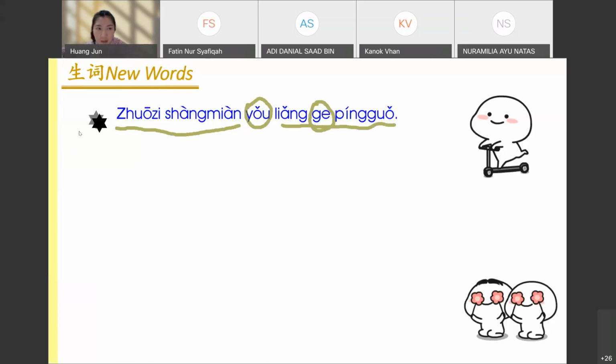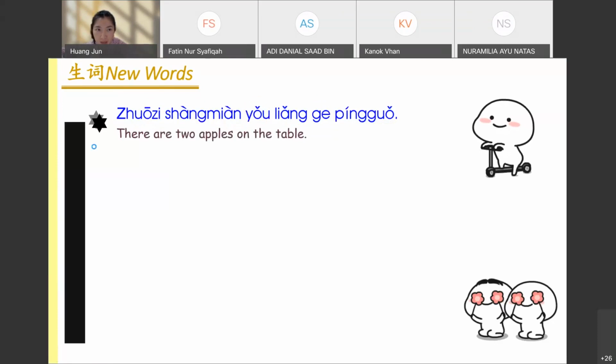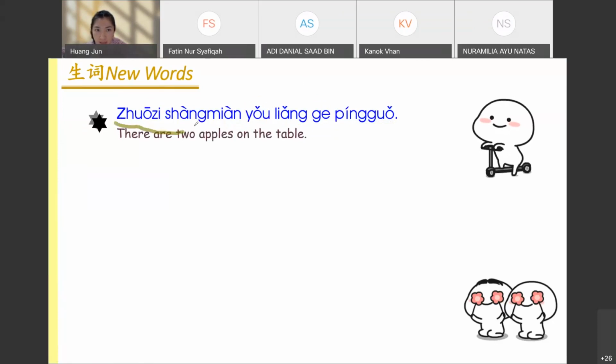Okay, so in this sentence, if I ask a question to 桌子上面, which question word will you use here? If I ask for 桌子上面, which question word will you use?